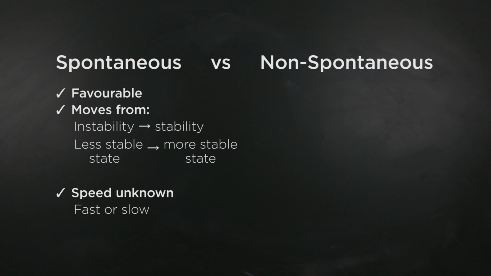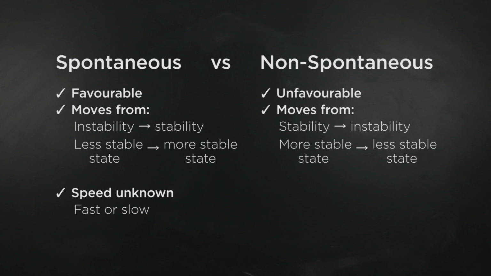A non-spontaneous process is the opposite. This refers to the system moving from a stable state to an unstable or less stable state. In order for a non-spontaneous reaction to proceed forward, it will require the input of energy, such as through heat.